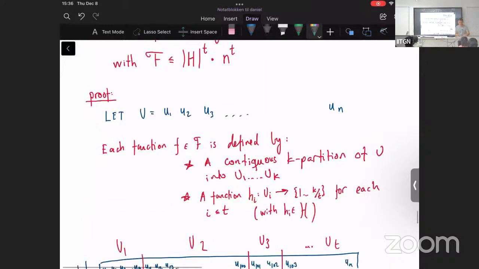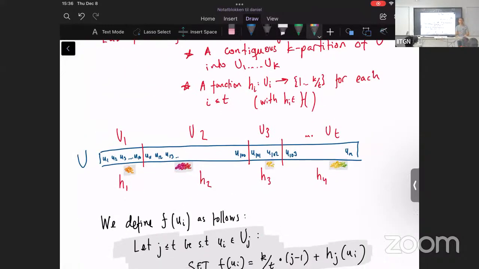Why the same universe? Because each individual part of the contiguous partition could, for all you know, be almost the entire universe. You expect it to be about universe over k, or universe over t, but it could be everything for all you care.